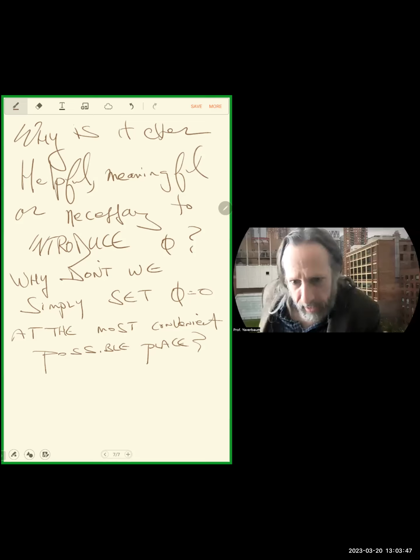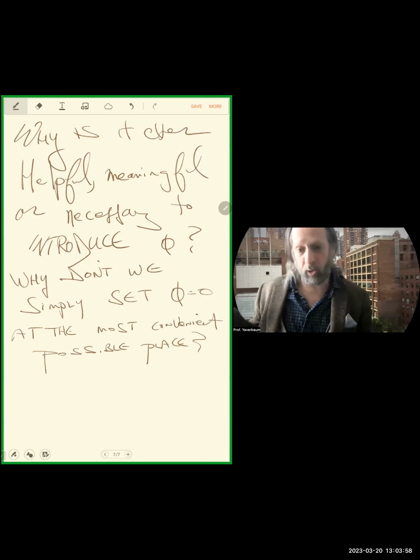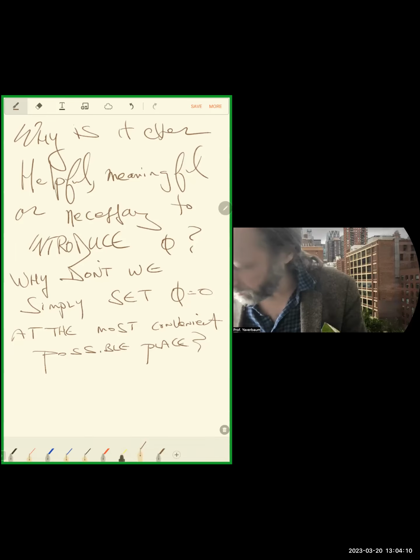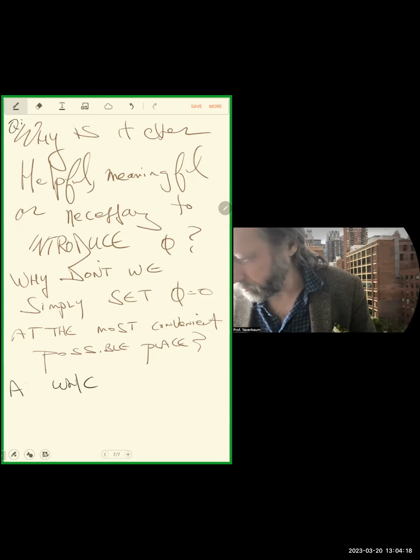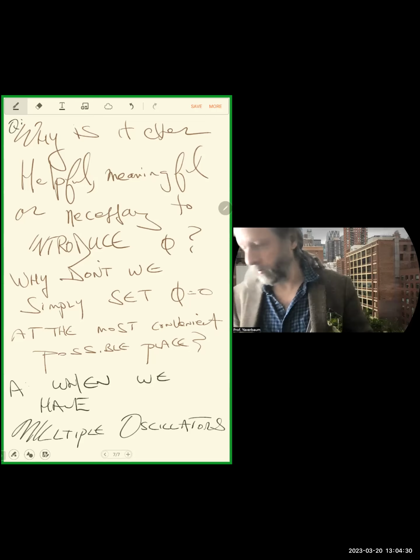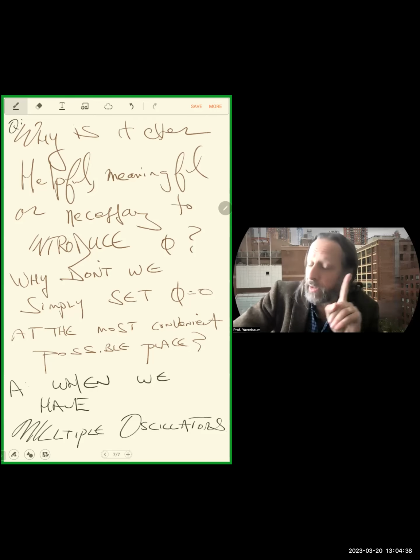But if we have more than one oscillator that start at different places in their cycle, then we have no choice but to keep track of where each oscillator started in its cycle. One might start at the obvious place and we'll call its phi zero. But if the other one started somewhere else, then we've got to identify that with a different value of phi. The answer is when we have multiple oscillators. So the purpose of phi is to allow for multiple oscillators oscillating at the same time.